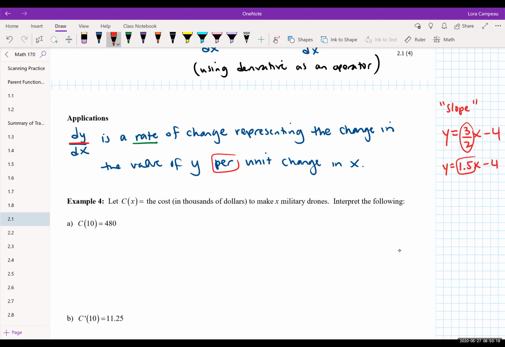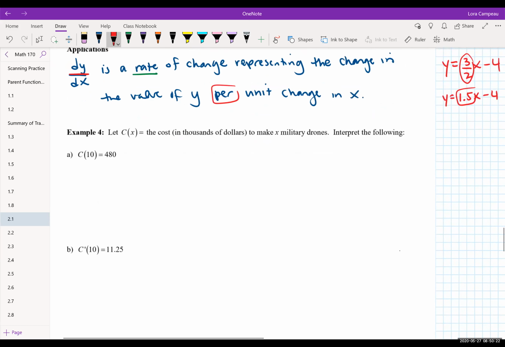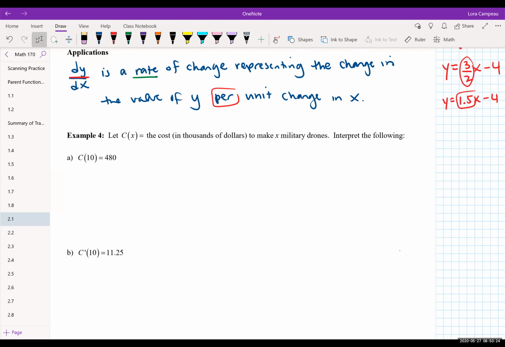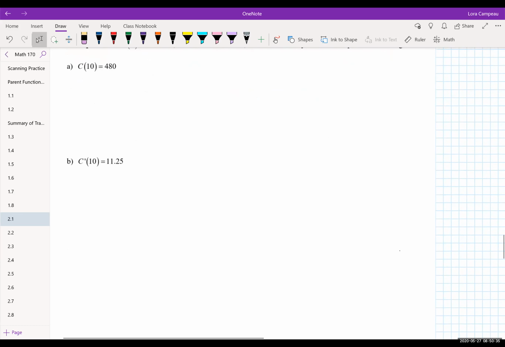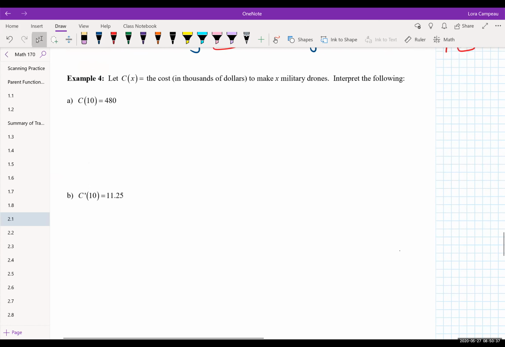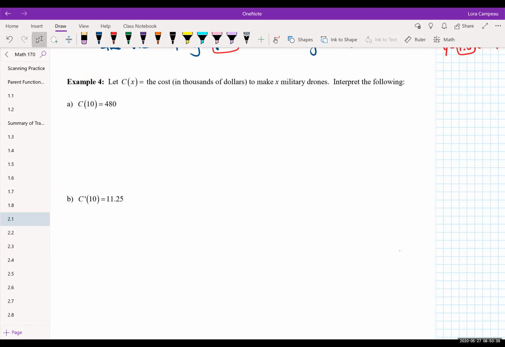So I'm going to play with introducing you to maybe cost and see how it looks when we're not in y's and x's, we're now in c's and x's. And so if we're looking at the difference between these two statements, there's function notation and there's something with a derivative. Let's interpret.